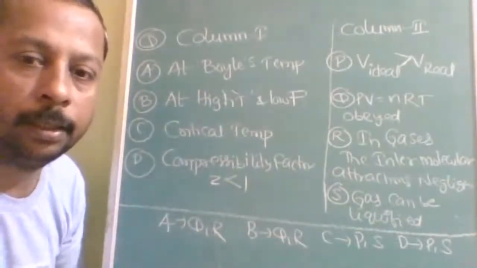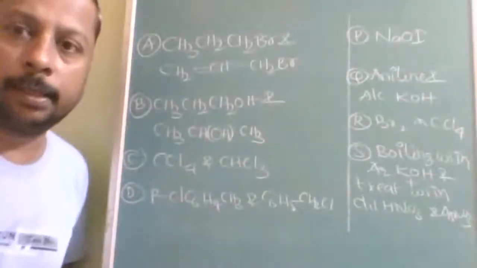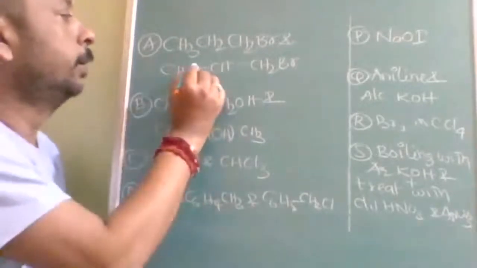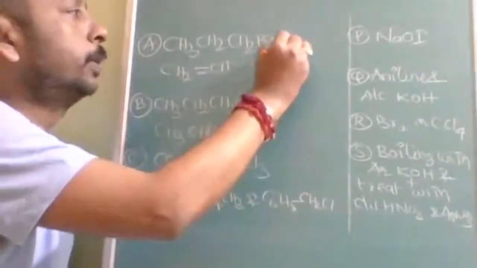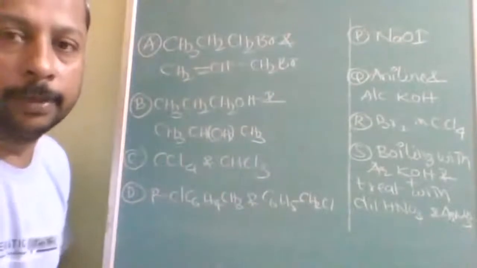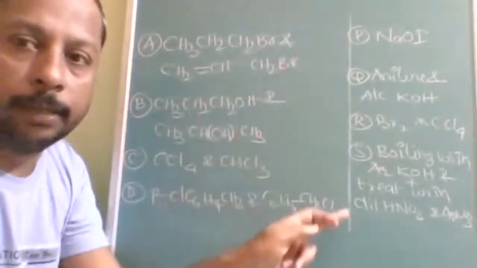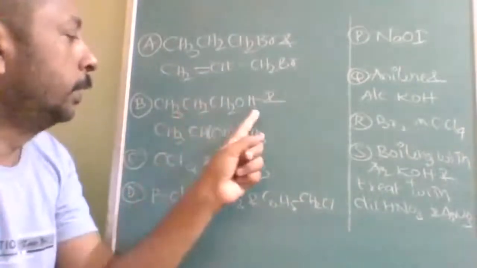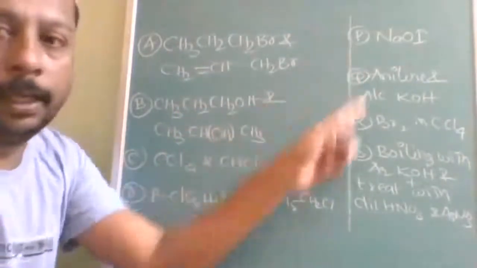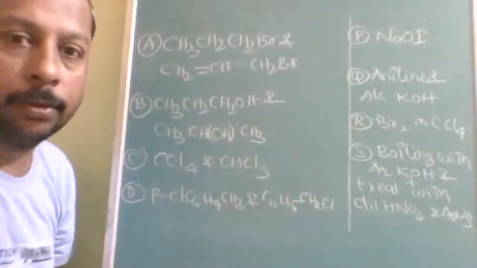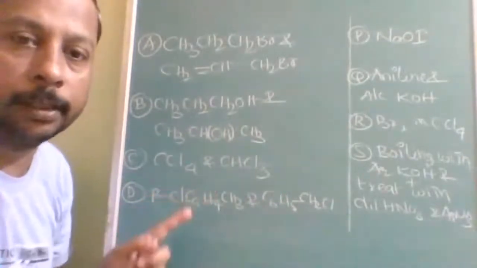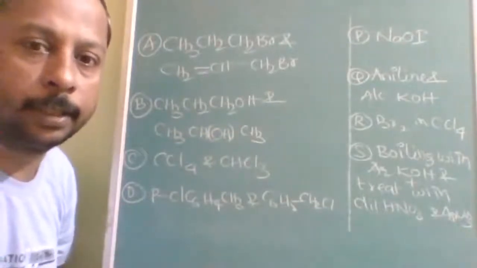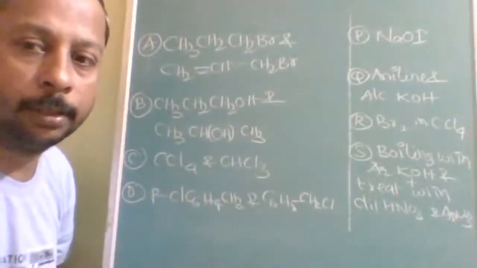Is that clear? Okay, next question is matrix match again, but on distinguishing. So suppose these two compounds are there. How you will distinguish? Which reagent you will select for distinguishing? Okay. Next, this is alcohol. This is alcohol. Which reagent you will distinguish? Same way CCl4, CHCl3. Then PCl, C6H4, CH3, C6H5CH2Cl.